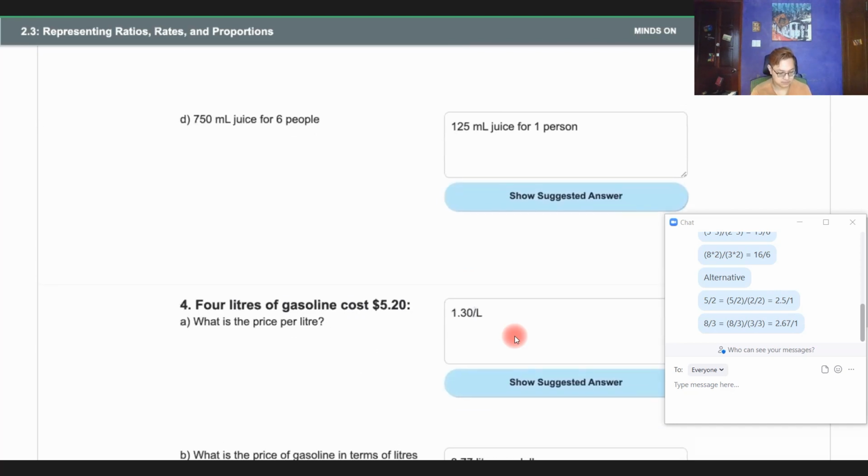4 liters of gasoline costs $5. What's the price per liter? So you take $5 and divide by 4 liters of gasoline. That would be 1.25. Wait, you did not write the units. It's $1.25 per liter. Oh, wait, litre, right? It's the British way. Yeah, it doesn't matter.